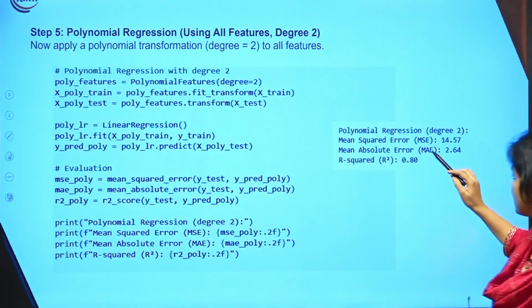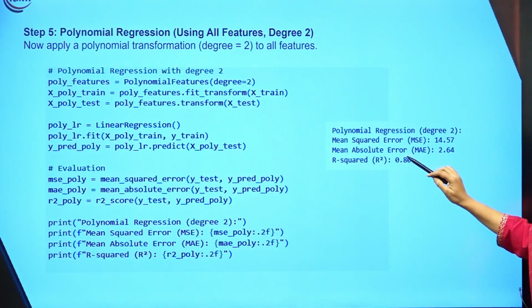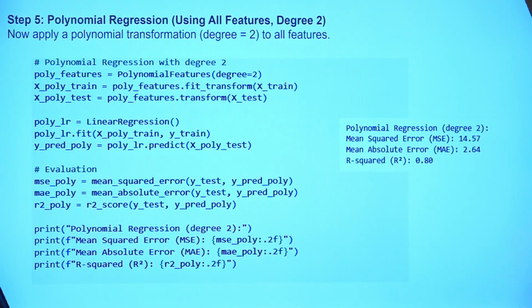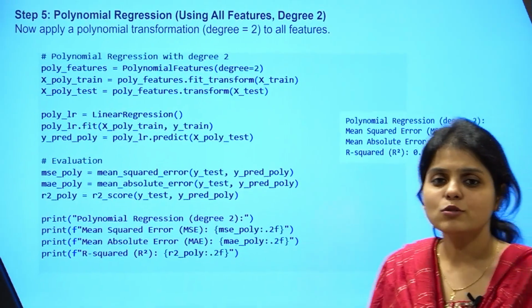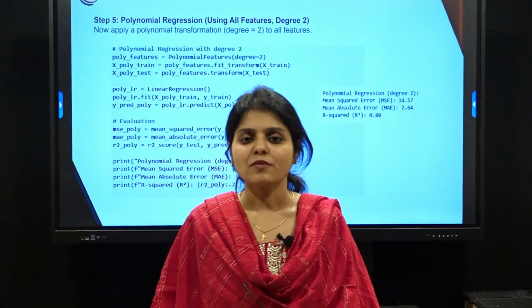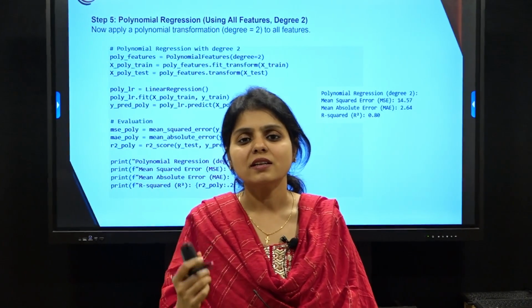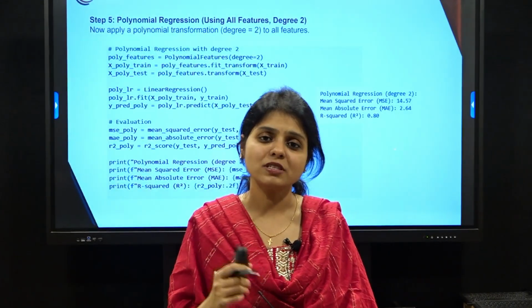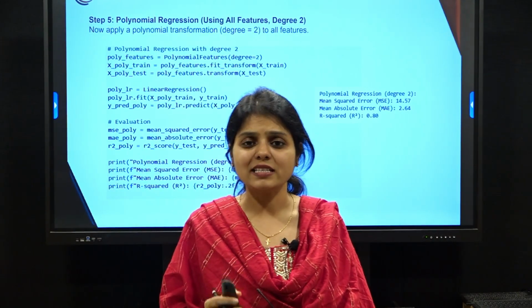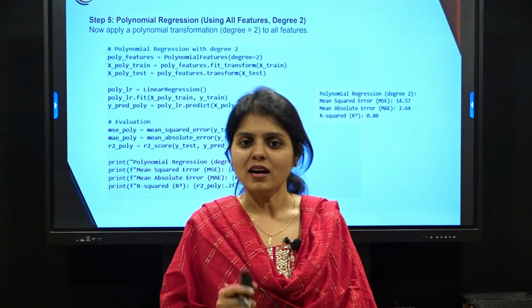So here as you can see, the mean square error is 14.57, mean absolute error is 2.64, R square is 0.80. Okay. So what did we do so far? We have used the Boston housing data set. We tried to apply simple linear regression by taking RM as input and MEDV as output, and we have calculated MSE, MAE, R square.